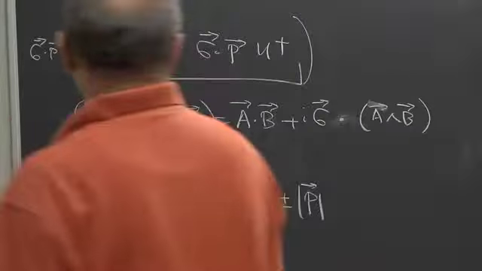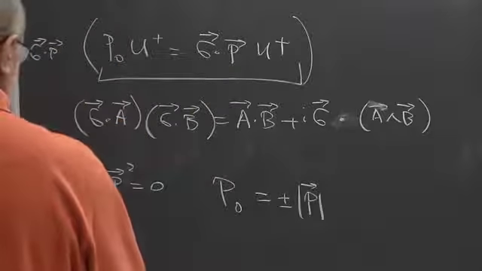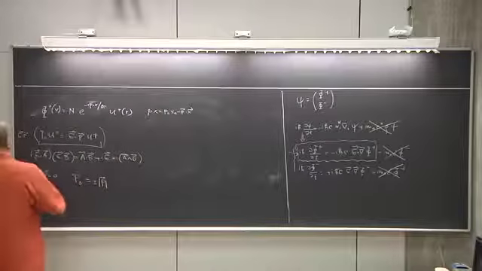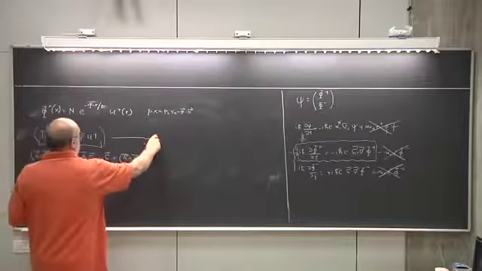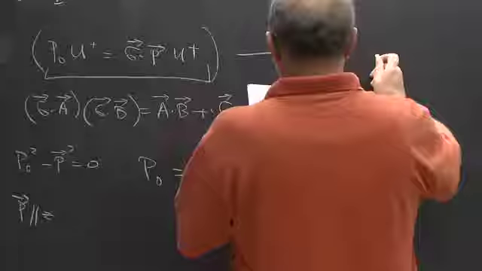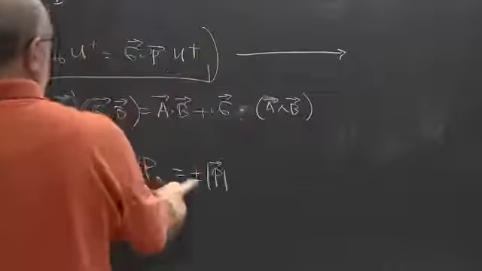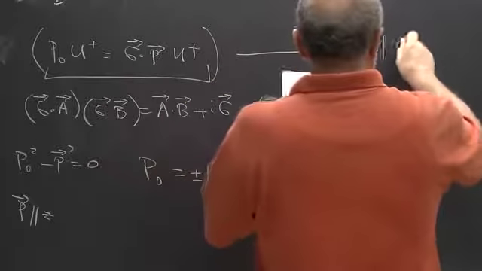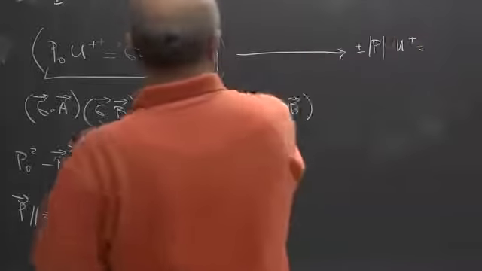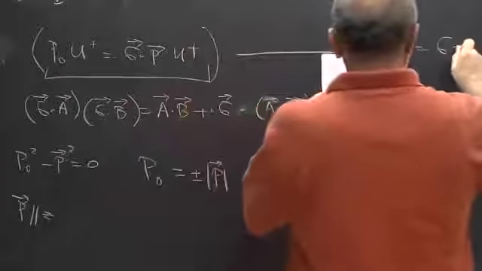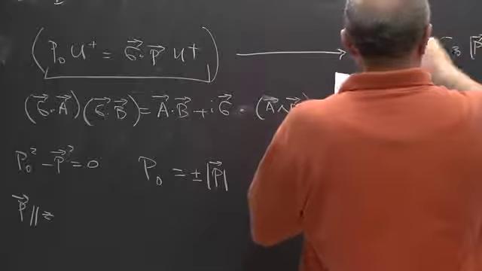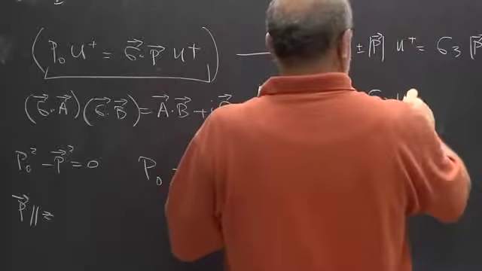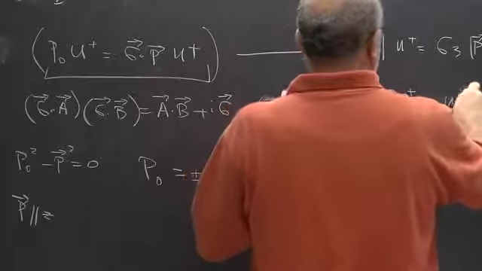But now let's go and solve. I think we got roughly to this point. Let's make a choice that p is parallel to the z-axis. Then this equation becomes the following one. P0 I replace with plus or minus p. Since this is along z, I have only sigma 3 p u plus. So basically I get sigma 3 u plus equal to plus or minus u plus.